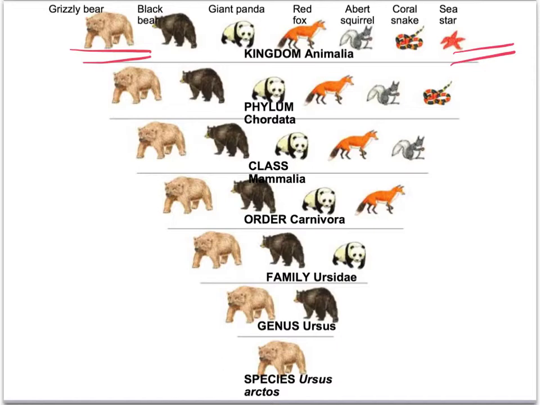Then our next level is the order Carnivora. We, humans, don't belong to the order Carnivora, but bears do. Okay, so we're looking at the grizzly bear here. Then we go to the family Ursidae. Ursidae is the bear family. These are bears. And then we get to the genus Ursus. And then finally we get to the species Ursus arctos. You will notice that the species name is made up of both the genus and the species name.